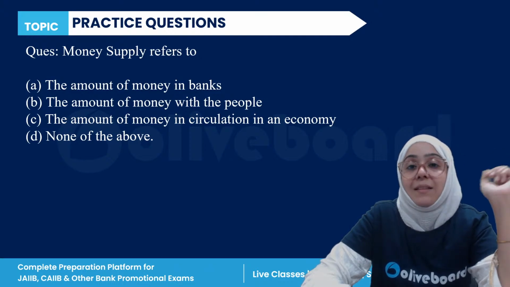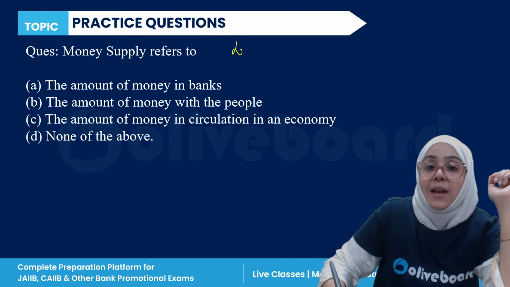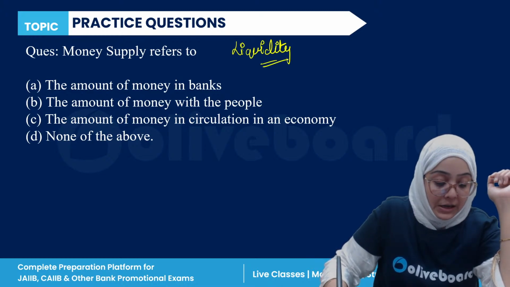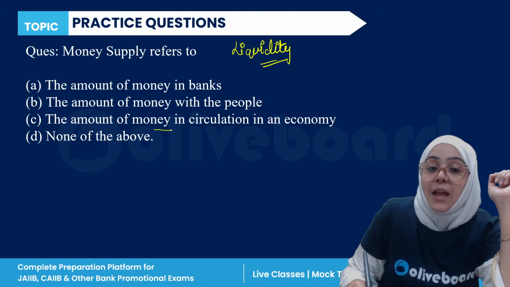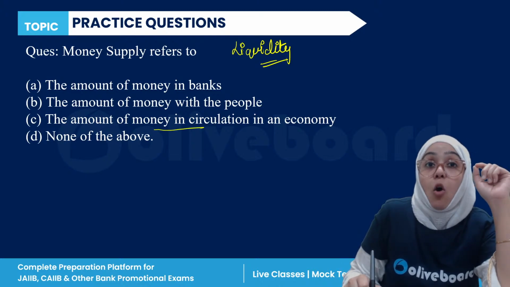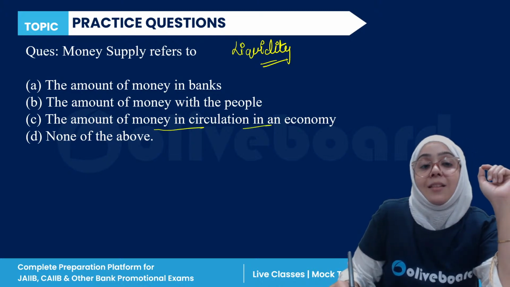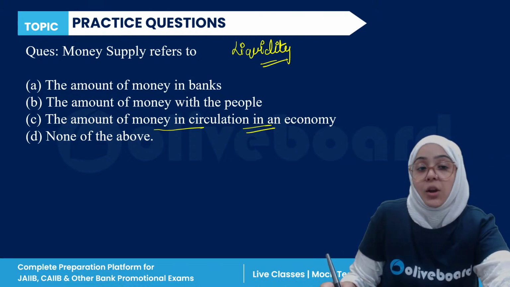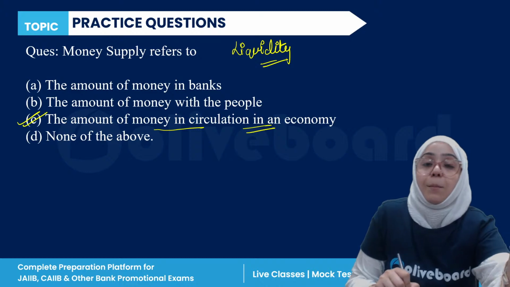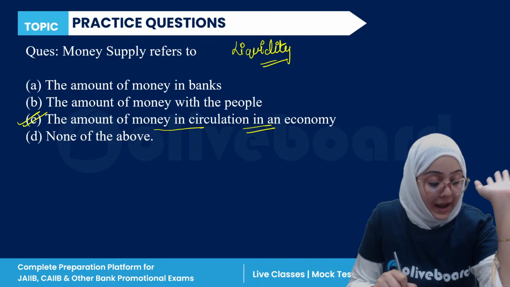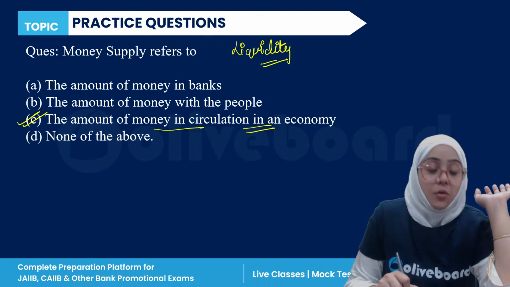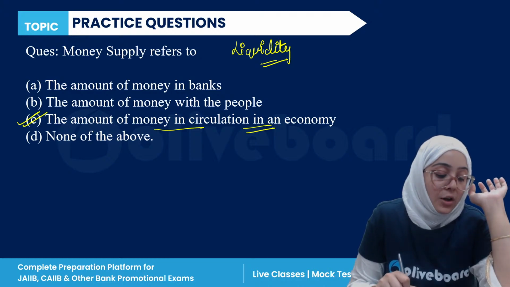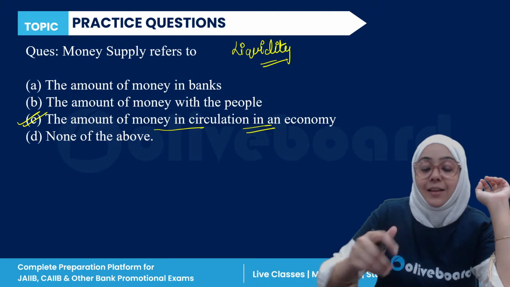Money supply. What is money supply? Money supply is also known as liquidity. It means the amount of money which is present and in circulation in the economy. That is known as money supply. So C is the correct answer. Right, everyone? Ruchi, Navdeep, Sanjay, Irfan, Manas, Hema, Harshad, everyone. So C is the correct answer.